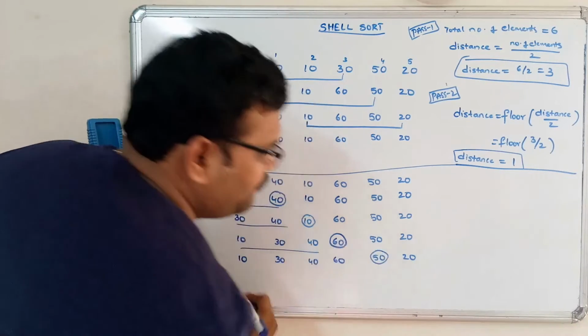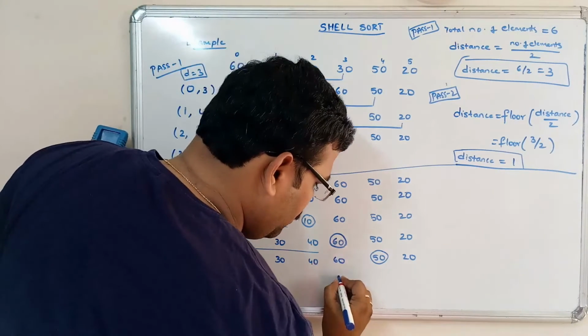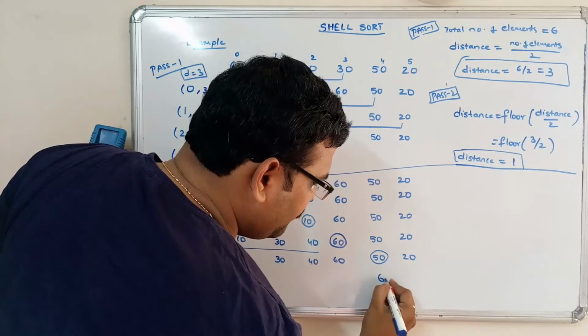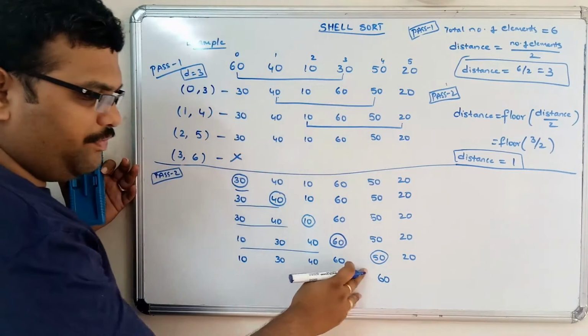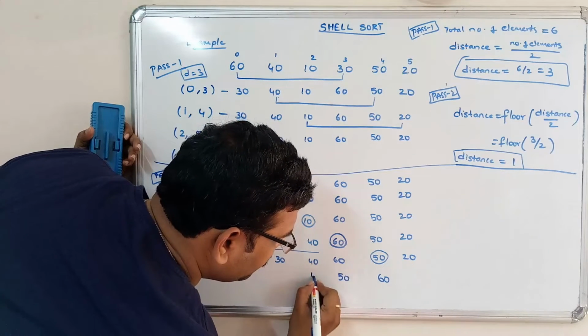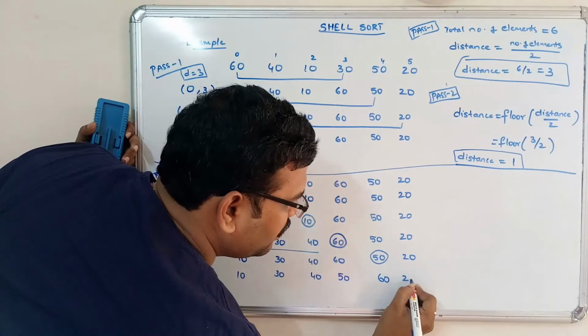Now compare 50. 50 is less than 60. So 60 will be placed here. And now 50 is greater than 40. So 50 is placed here, 40, 30 and 10 and 20.